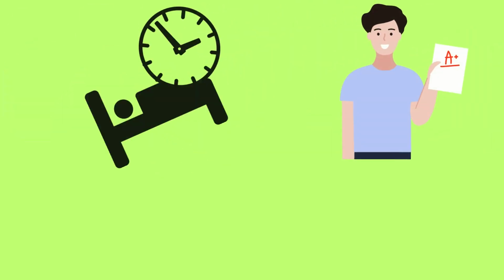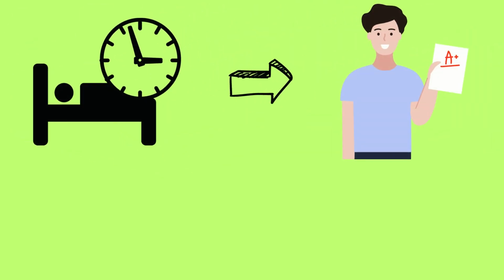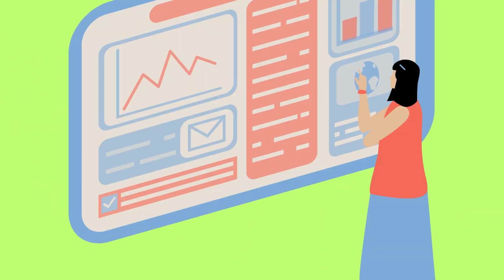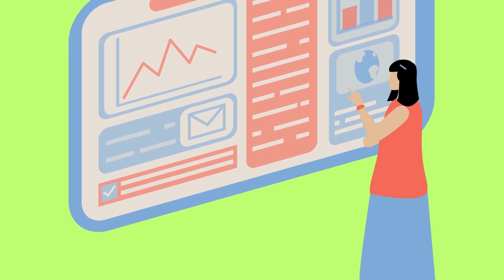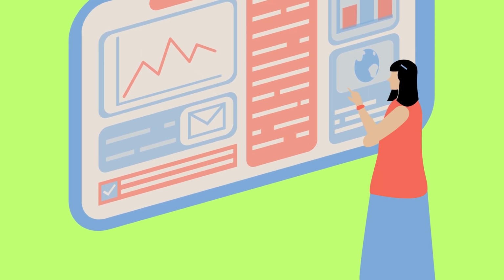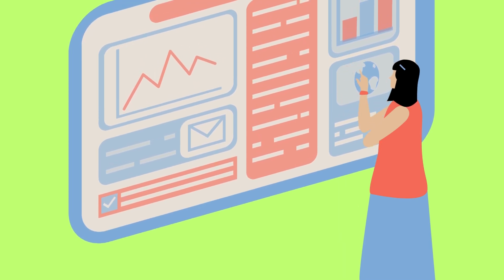For an example, let's imagine a study on the relationship between sleep duration and academic performance. A researcher might design a survey asking students to report the number of hours they sleep each night and their GPA, that is the grade point average. By collecting numerical data from a large number of students, the researcher can use statistical analysis to determine if there is a correlation between sleep duration and academic performance.